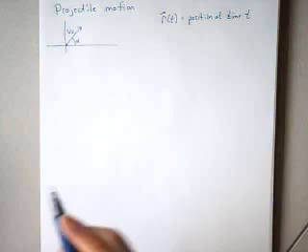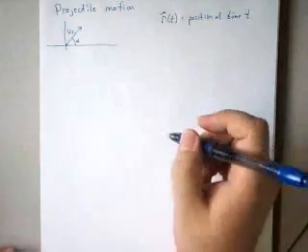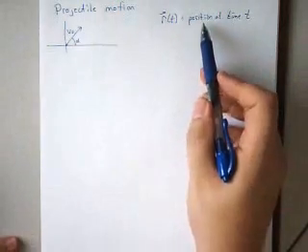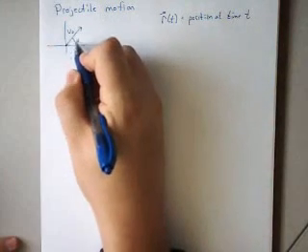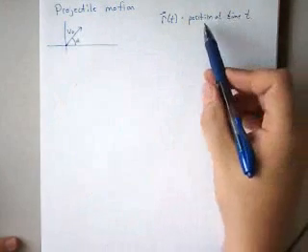In this webcast, we're going to talk about projectile motion and how you find the position of a particle that's been fired from the origin at an initial speed of v0 with an angle of alpha. How do you find its position at any time t?